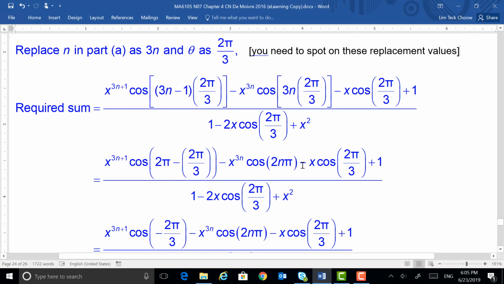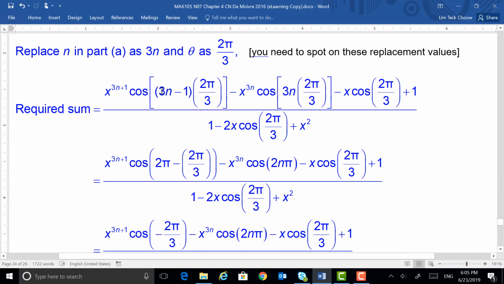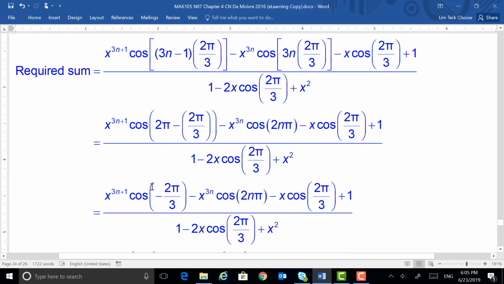Okay, so to go on from here, we take this times this, we arrive at 2 pi minus 2 pi over 3. We take this times this, we get 2n pi, and then this remains and this remains. Now, we all know from Trigo that cos of 2 pi minus an angle is just the angle itself. Because this is a complete cycle, so cos of a complete cycle minus 2 pi over 3 is just cos of minus 2 pi over 3. This is just the same, this is just the same.